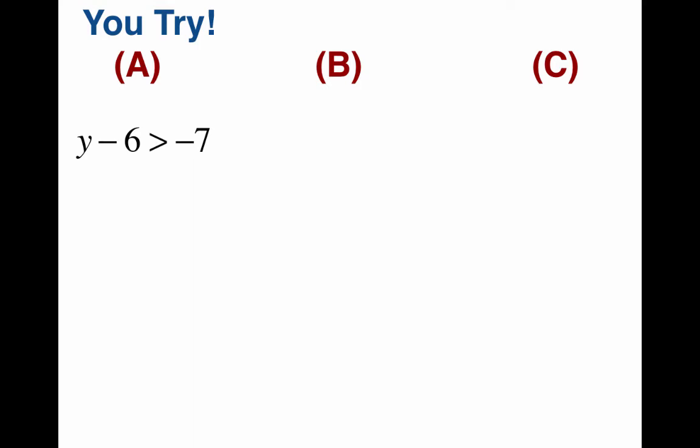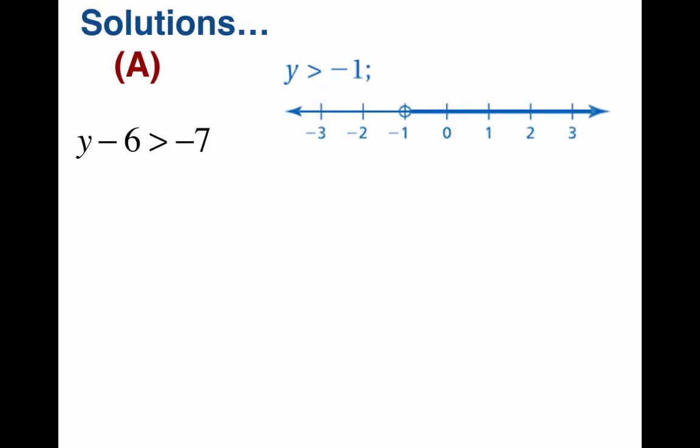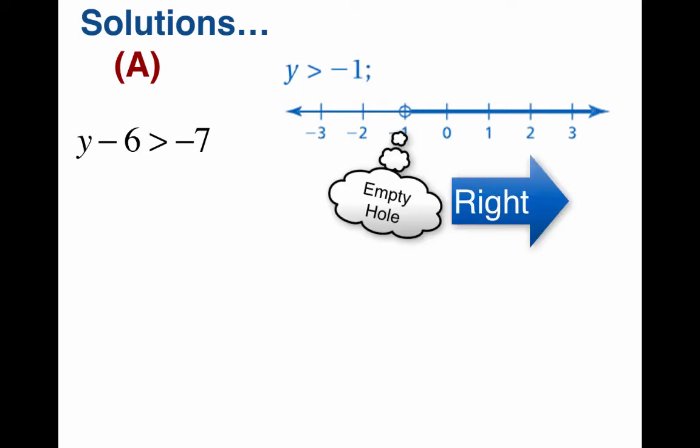Okay, you ready to check your answer? Did you solve and graph? Let's see. We're going to put a line down the middle. We're going to get y all by itself, which means adding the 6 over. And you're going to get the answer y is greater than negative 1. Means you have an empty hole on the number line and shaded to the right.